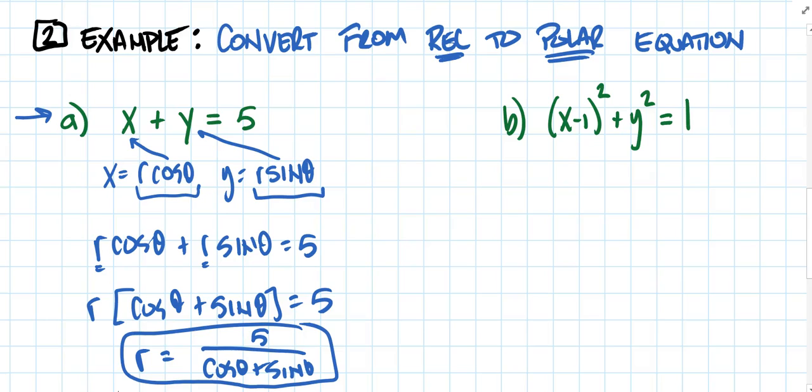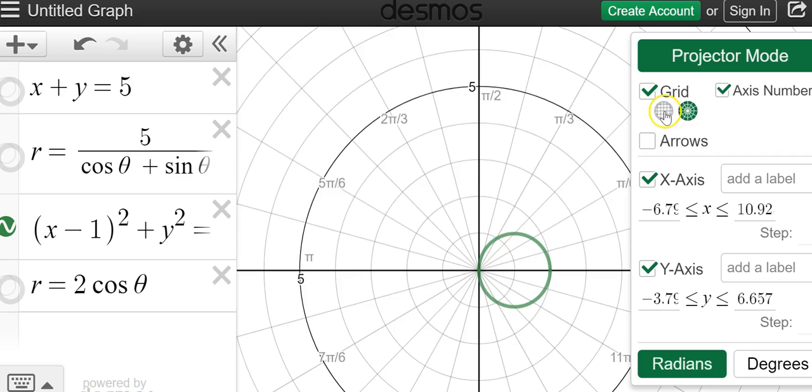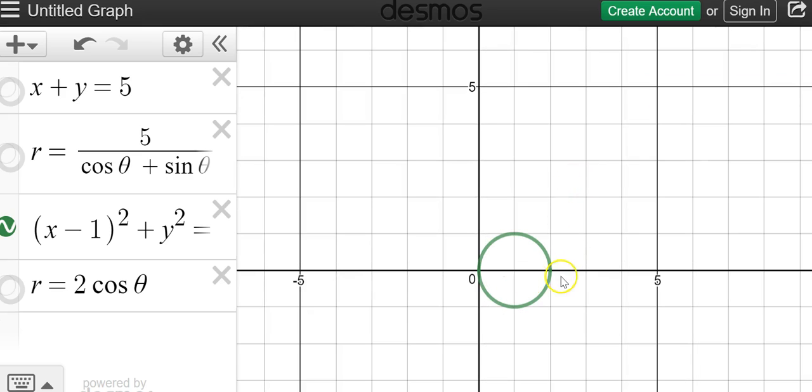Let's do example B. It says x minus 1 squared plus y squared is equal to 1. So again, let's take a look at what this would look like in regular old graphing rectangular coordinates. This is a circle. The radius is worth 1 in this case, and it's centered at (1, 0). So not really a big deal there. Okay, you can see the answer is r equals 2 cosine theta. So how do we get that?